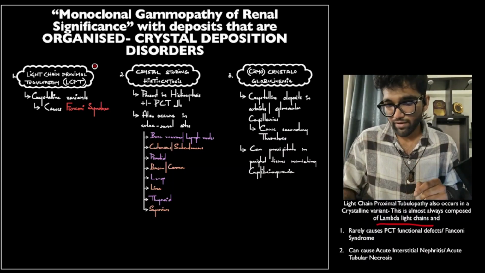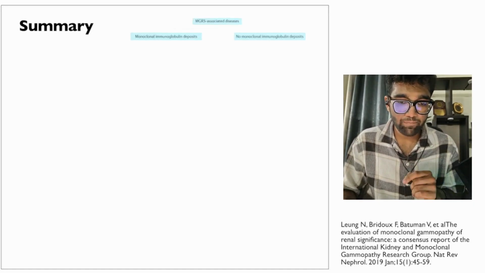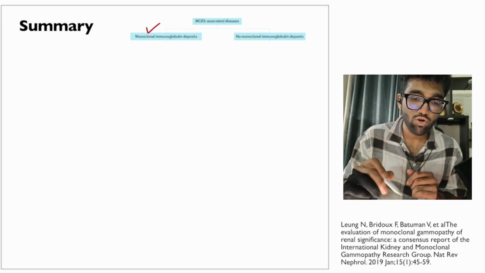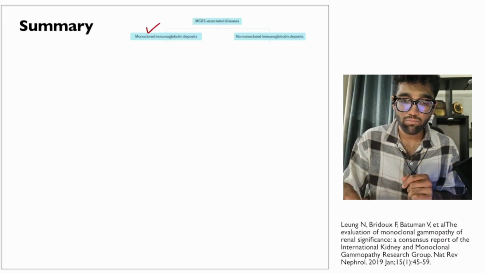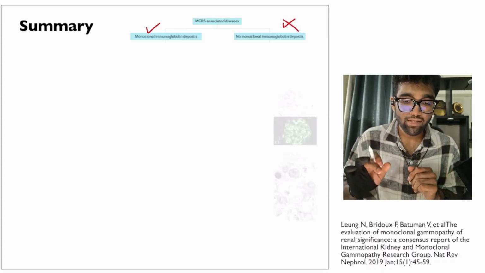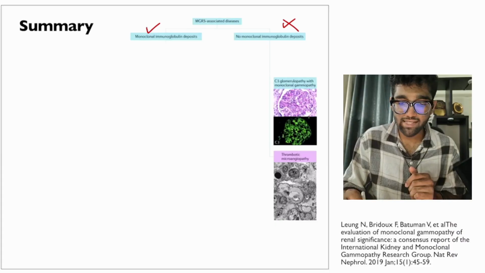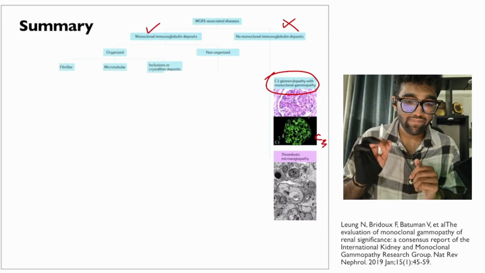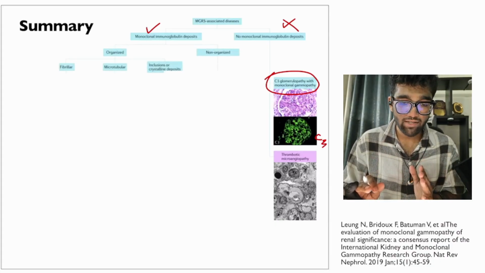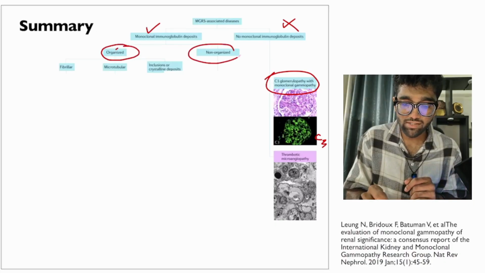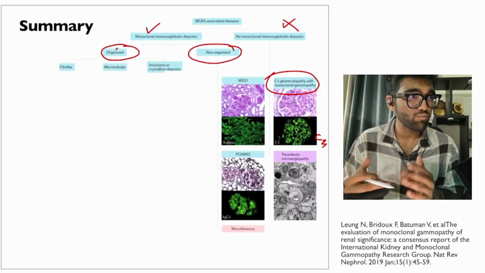Fine. Now, in summary, MGRS associated diseases are divided into two: those where monoclonal immunoglobulin deposits can be demonstrated, and those where monoclonal immunoglobulin deposits cannot be demonstrated. When they cannot be demonstrated, it is either C3GN, where C3 is deposited, or thrombotic microangiopathy. When immunoglobulins have been deposited, that is divided into either organized or non-organized. We start with non-organized because they are smaller, lesser in number.